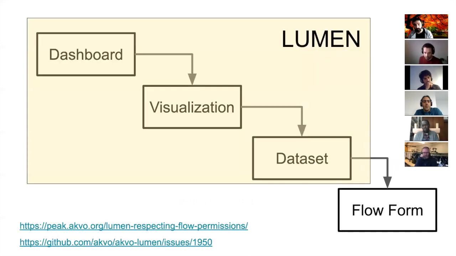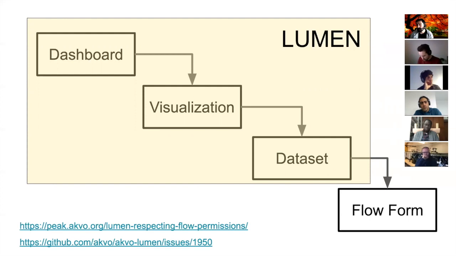Now, we actually implemented this thing last year, and this is more focused just on Lumen right now. And the idea is that Lumen has a set of objects. If you're not familiar with Lumen, basically you have dashboards. The dashboard contains visualizations. The visualizations contain datasets. And some of those datasets, not all of them, but some of them, are actually important for Flow, so they import a Flow form.